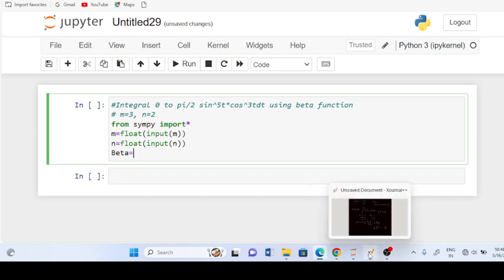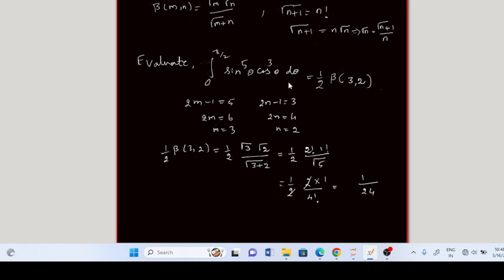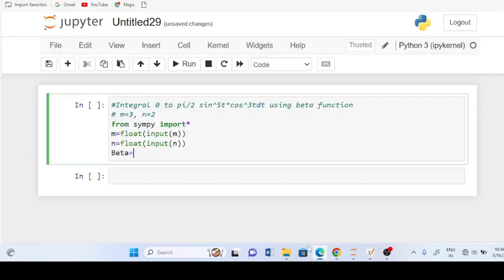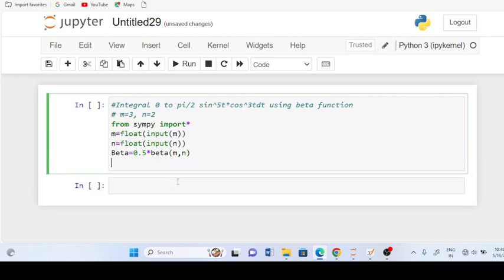So here we have written that we do not have 2 here, so we are using 1 by 2 here. We write it as 1 by 2, which is nothing but 0.5, times beta of m comma n. So we get the output with print beta.